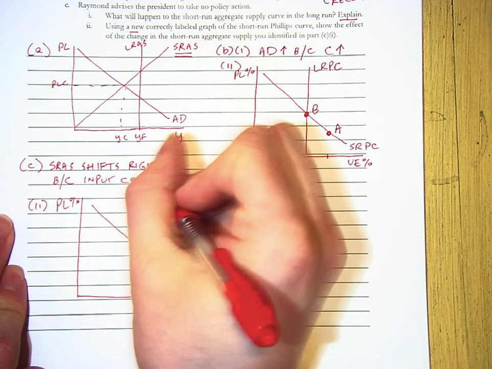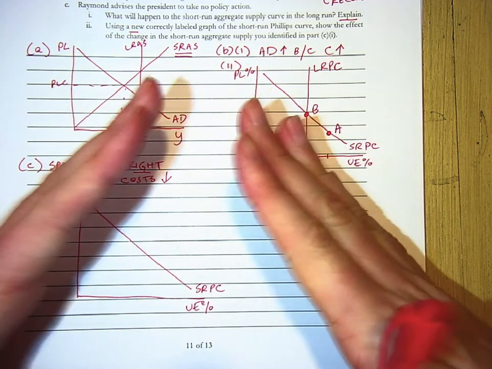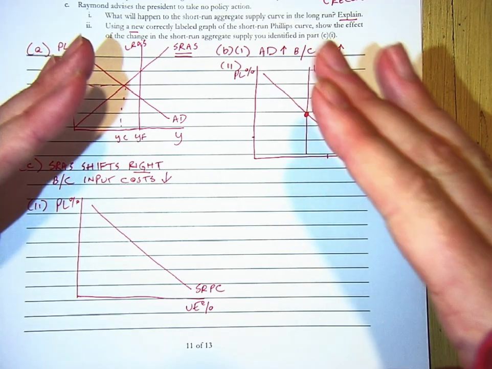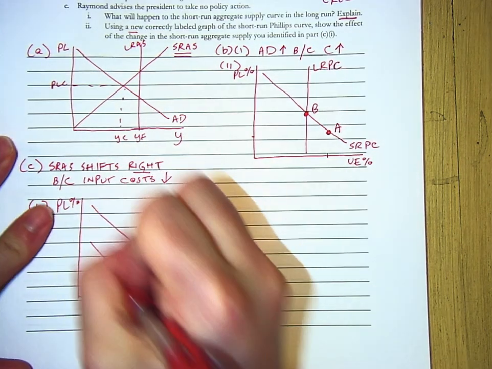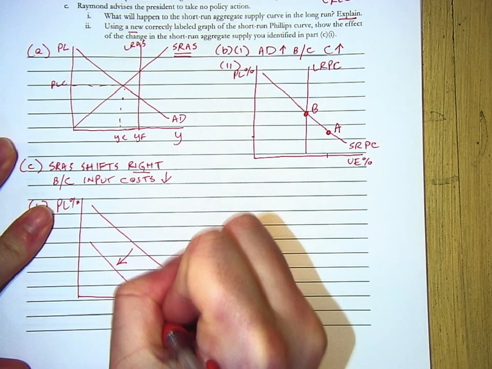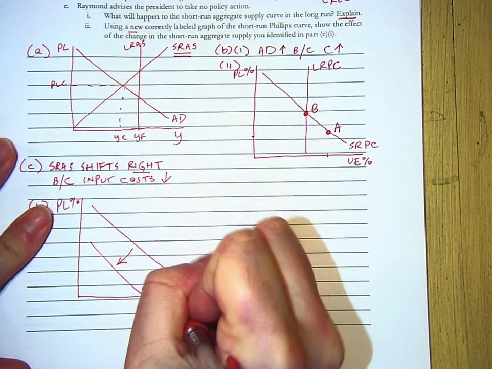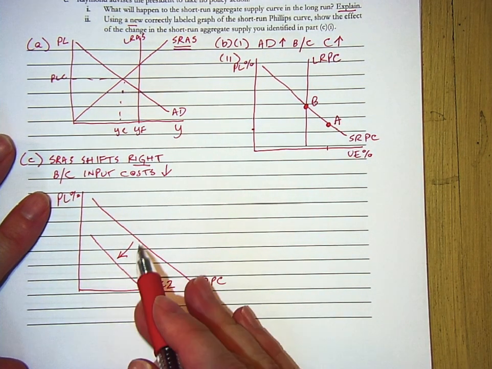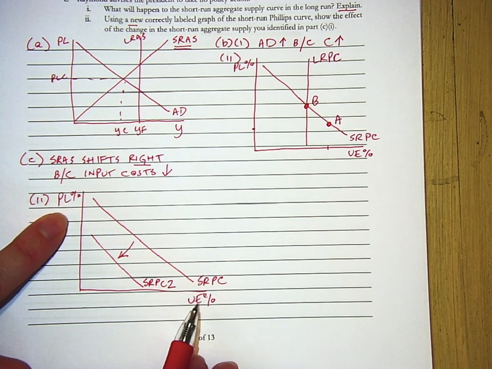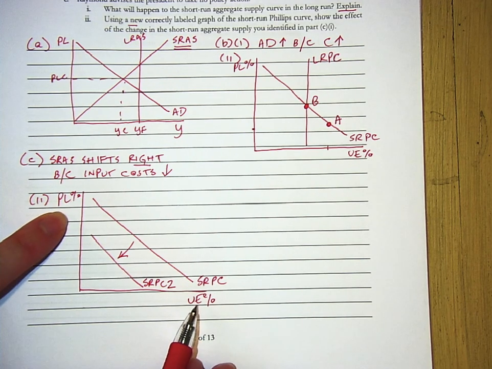If there is a shift to the right of SRAS, that means SRPC will shift to the left. So we'd say SRPC 2. And that tells us that basically the underlying relationship between the inflation rate and the unemployment rate is changing.